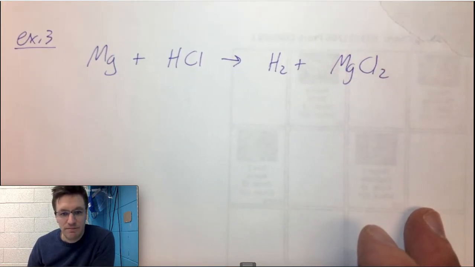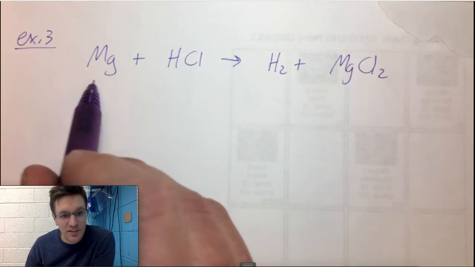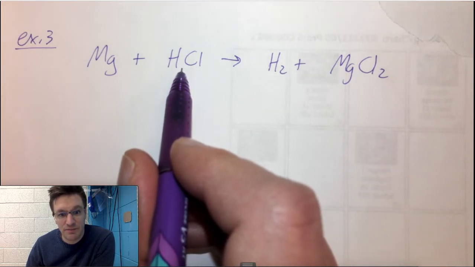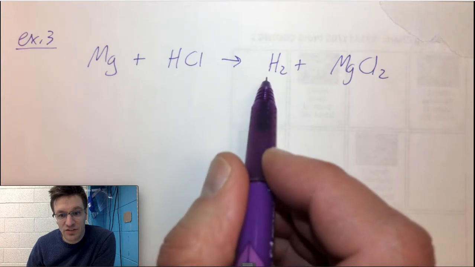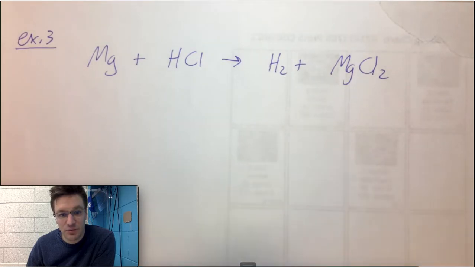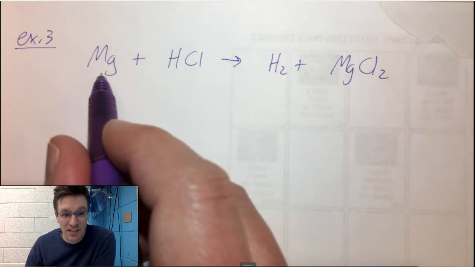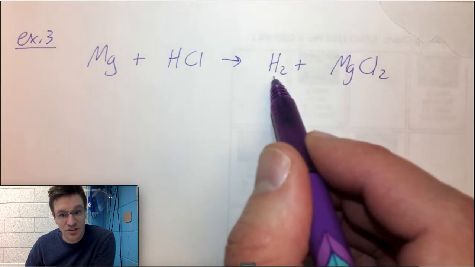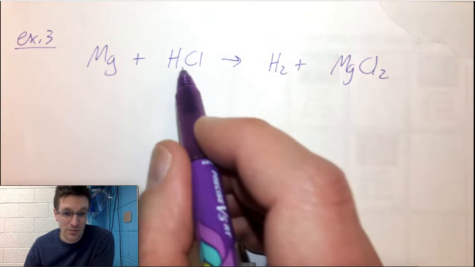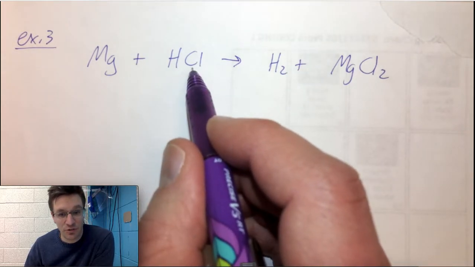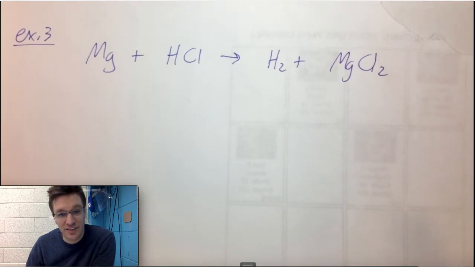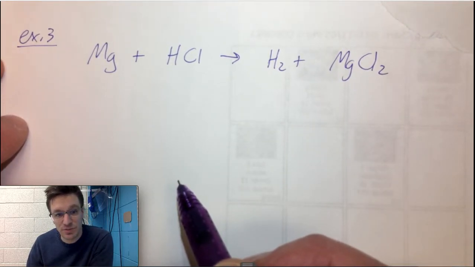So in this one, what we've started with is a single element plus a bonded compound. And then after the reaction, you see the hydrogen and the magnesium switched places. In the beginning, the magnesium was alone, and after the reaction, the hydrogen is alone. In the beginning, hydrogen is married to chlorine. After the reaction, magnesium is married to chlorine. Okay, so hydrogen and magnesium switched places.